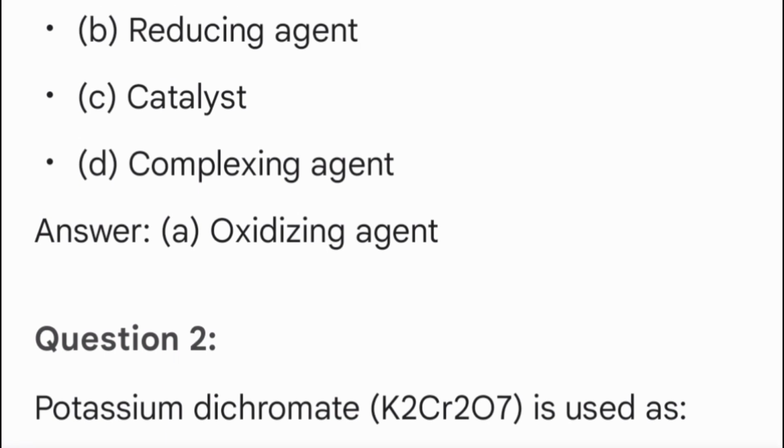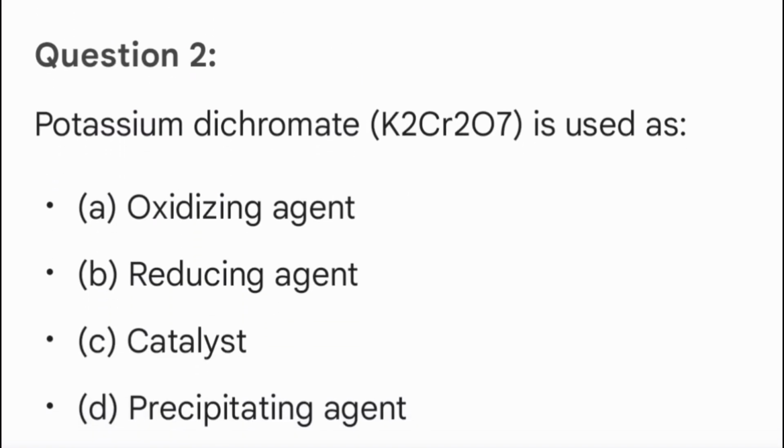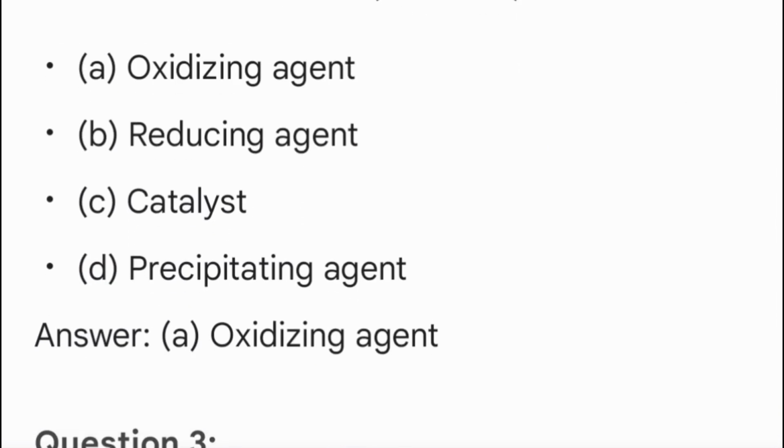Question 2. Potassium dichromate is used as A. Oxidizing agent. B. Reducing agent. C. Catalyst. D. Precipitating agent. Answer. A. Oxidizing agent.